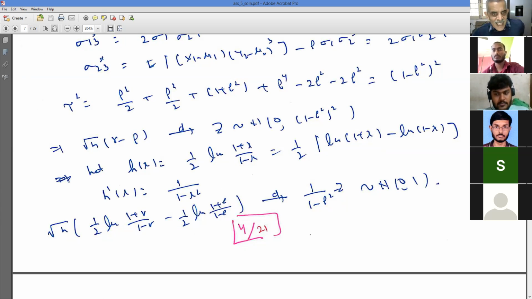So this asymptotic approximation can also be used to get confidence intervals for rho. Because this thing does not depend on rho, you can find the probability that this lies between minus z alpha by 2 and z alpha by 2 is 1 minus alpha. And on the left-hand side, you can convert this statement into (1 plus rho) upon (1 minus rho) lying between two ranges with probability 1 minus alpha. And that's all. Yes, any other doubt you have?